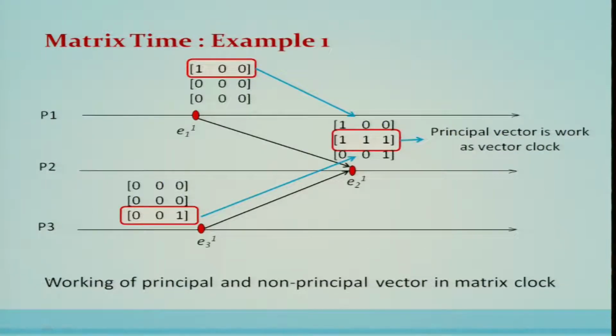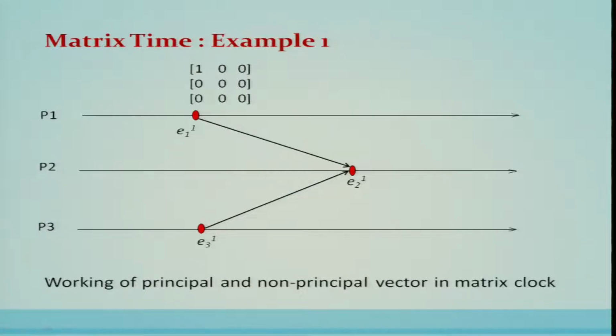So example 1, you can clearly see that event E1 is represented here in the matrix, and this particular element represents the local clock or the scalar time of process 1. Now this particular matrix, when it sends a message according to event 1, which is a message send event, similarly event 3 also will have this kind of matrix, because the third row and the third column will indicate the scalar time of process P3.